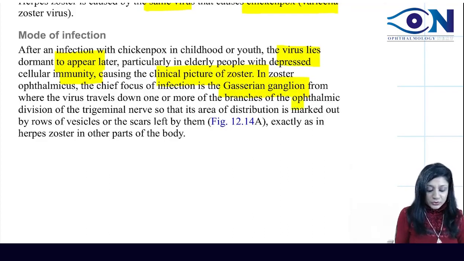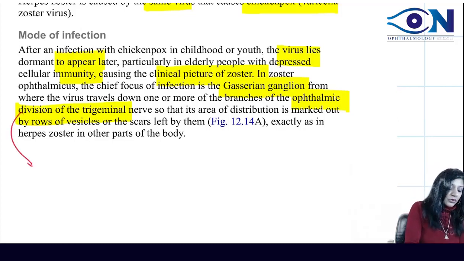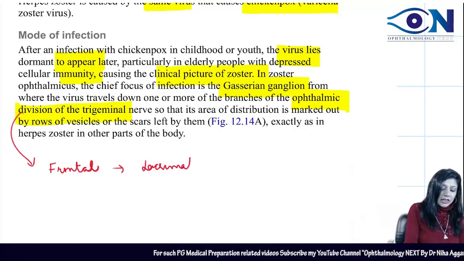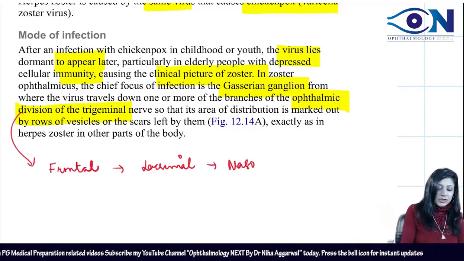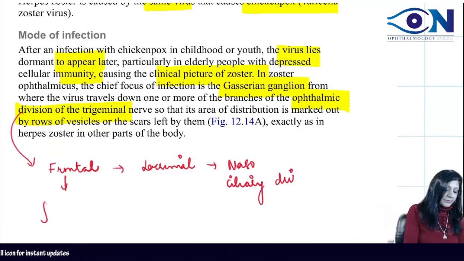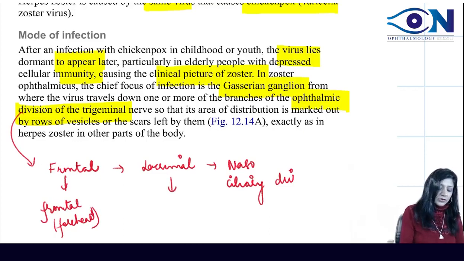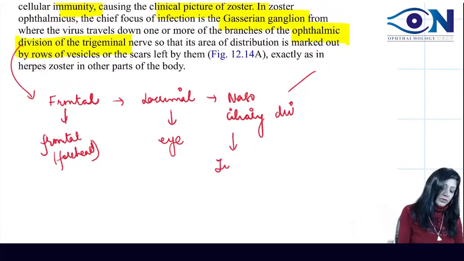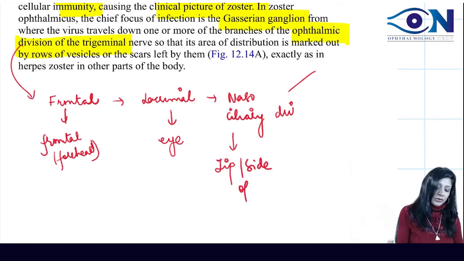From there, it is going to the ophthalmic division of the trigeminal nerve, and from there it is going through all three divisions. That is, it is going to the frontal division, then the lacrimal division, and then finally the nasociliary division. So first of all, we will get the eruptions on the forehead, the frontal part. Then you are going to get the eye involvement, and with the nasociliary you are going to get the tip and the side of the nose. So this is the area.